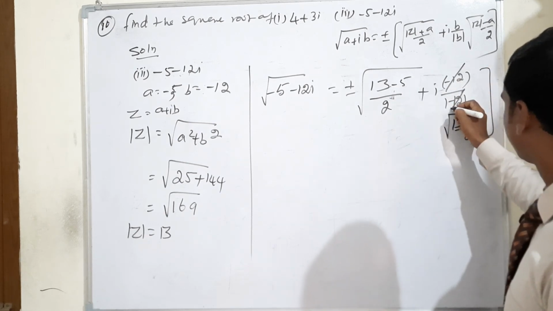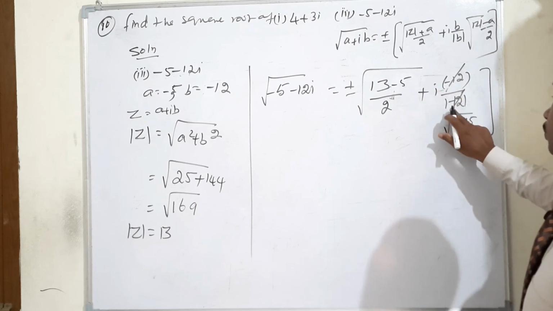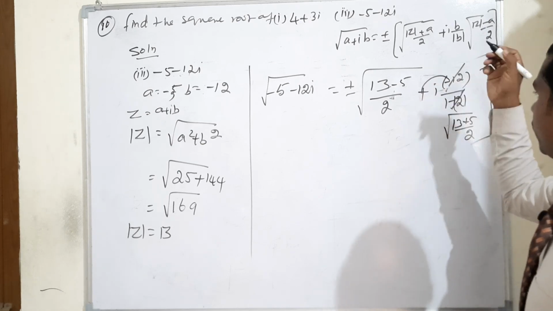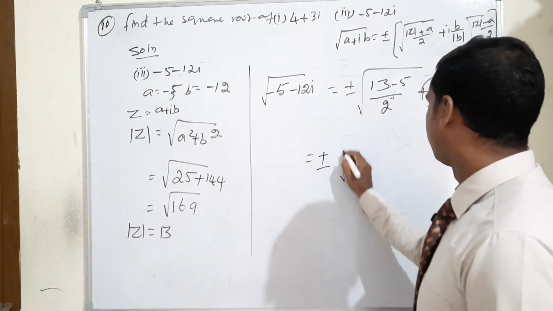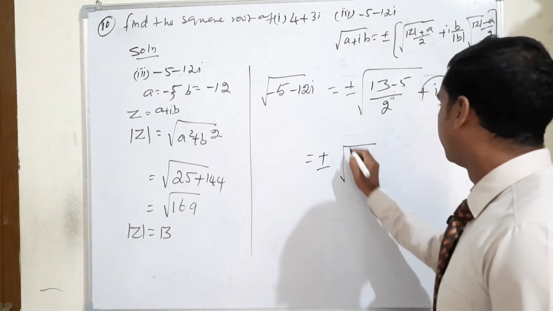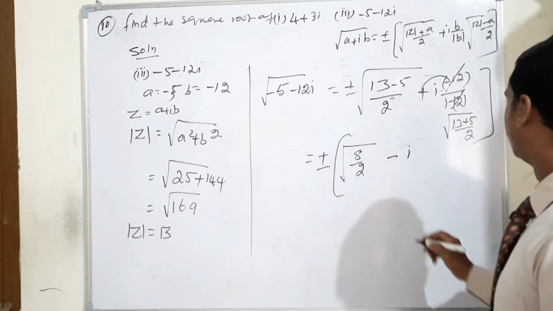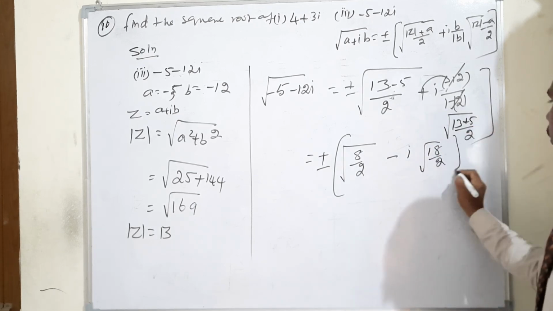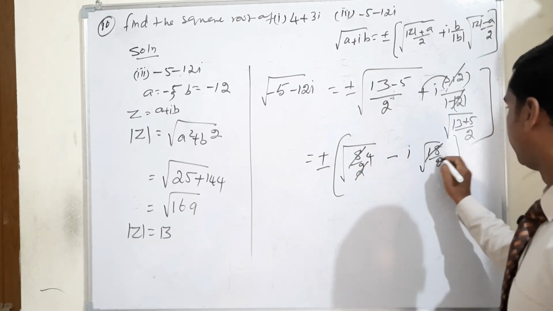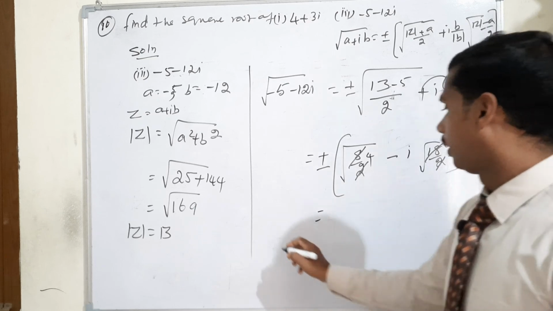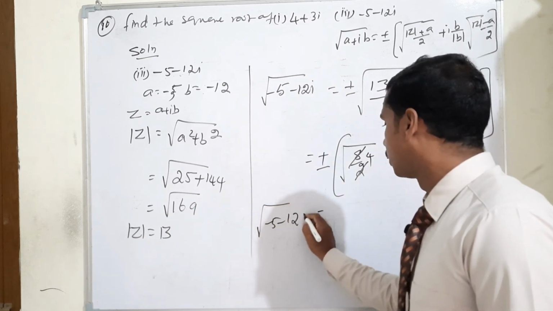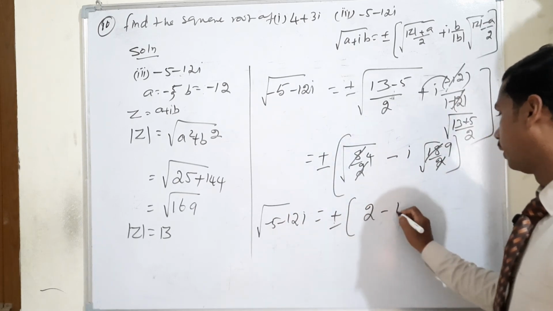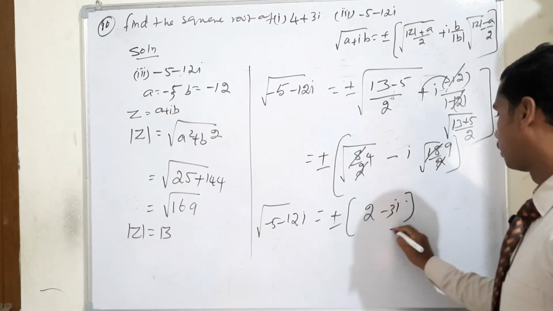Now here minus 12 cancels, but here there is a common minus, because without the modulus we can write positive 12, but in the numerator we have a common minus. Therefore plus into minus, minus will come. Therefore the final answer: plus or minus, 13 minus 5 means 8 by 2, then here minus, isn't it? i into 13 plus 5, which is equal to 18, 18 by 2, square root of 18 by 2. Now definitely 8 by 2 is 4, and 18 by 2 is 9. So the final answer: square root of minus 5 minus 12i is equal to plus or minus, square root of 4 means we can write 2, minus i, and square root of 9 means 3. So 2 minus 3i is our final answer.